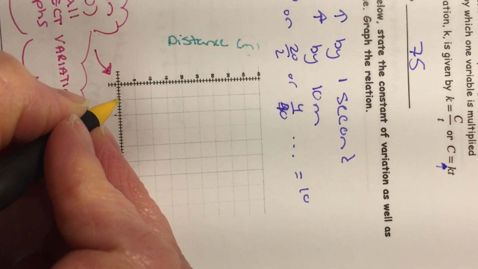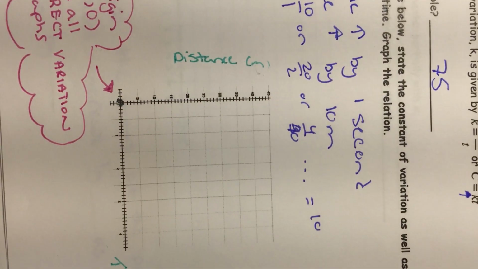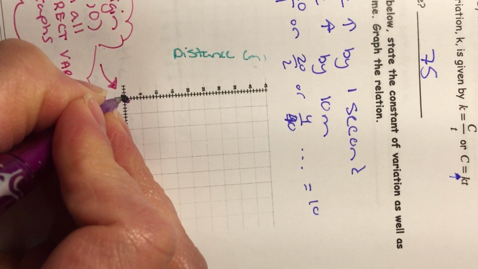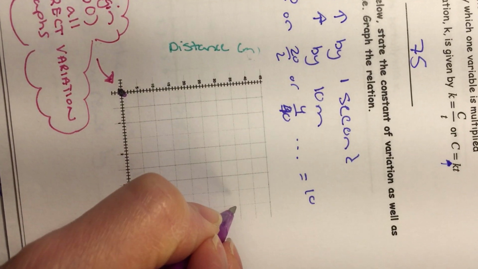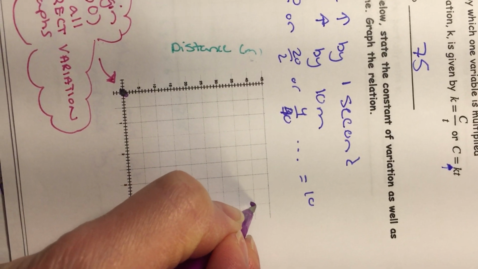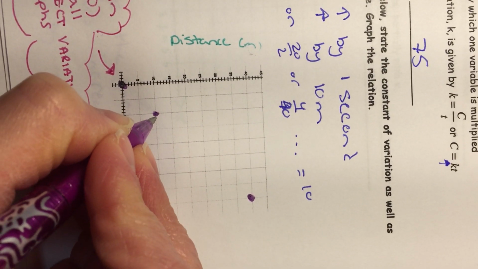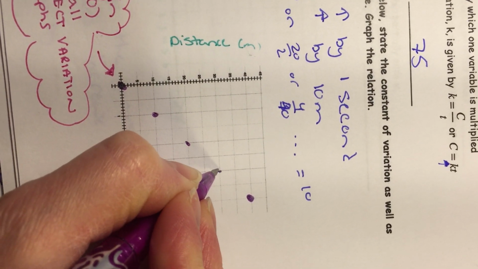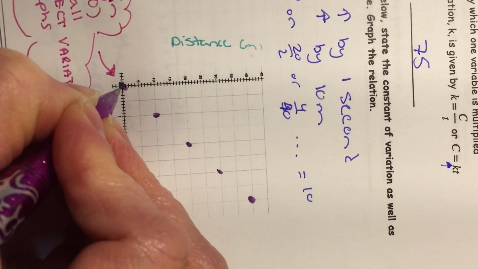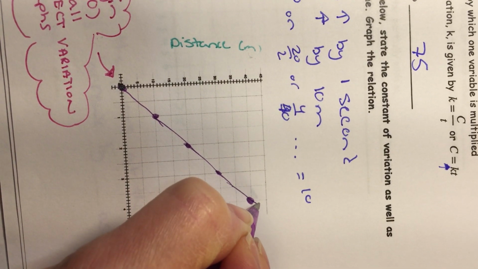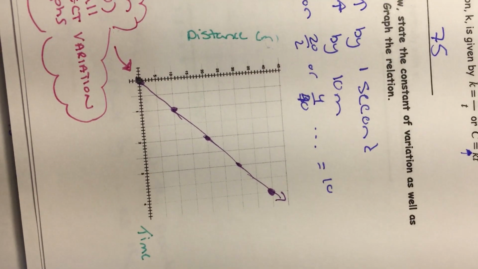So I'm just going to plot, oh, actually I should do it in a better color. Let's do (0, 0), and I know (4, 40) is on my graph, and I know (1, 10), and I can see if I plot all these points, it creates a line. I'm not using a ruler, but I can see that it continues on.